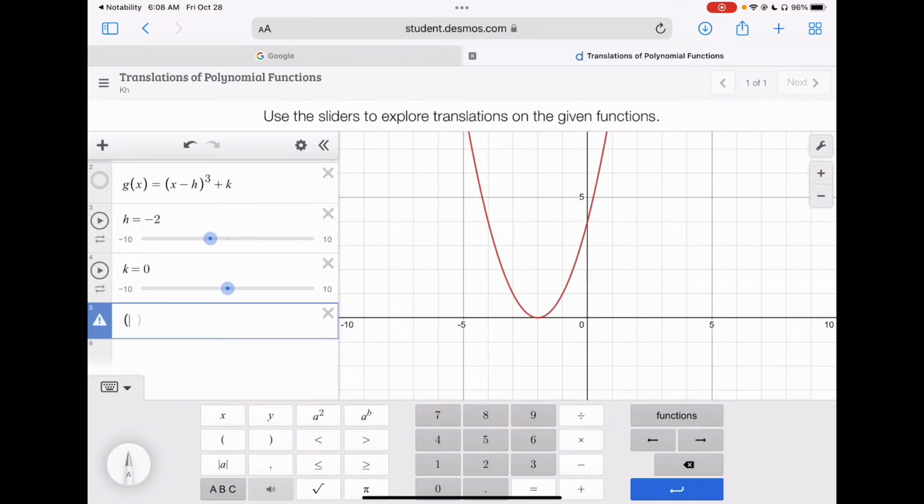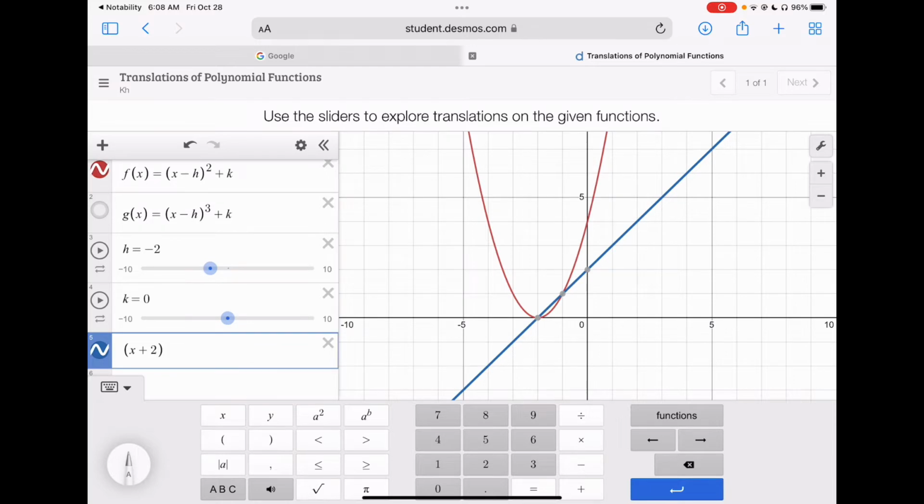It would be x and then minus a negative 2 and then close parentheses, but that minus negative 2 would turn into a plus 2. So minus negative turns into a plus 2. That's something to keep in mind when you have a translation to the left: that double negative turns into a plus, so it's almost like the opposite of what it looks like.